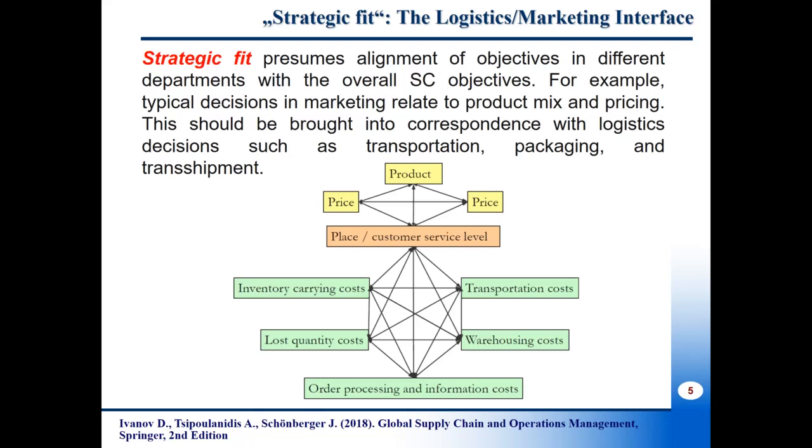Strategic fit presumes alignment of objectives in different departments with the overall supply chain objectives. For example, typical decisions in marketing relate to product mix and pricing. This should be brought into correspondence with logistic decisions such as transportation, packaging, and transit.